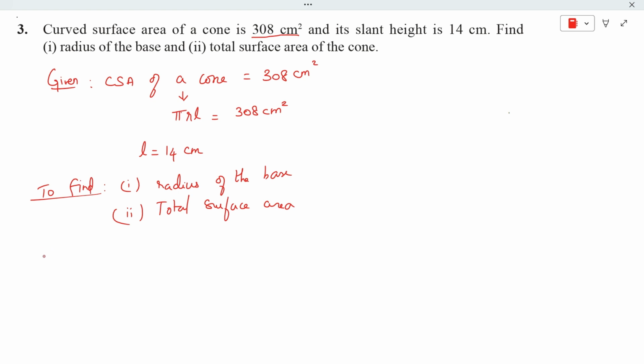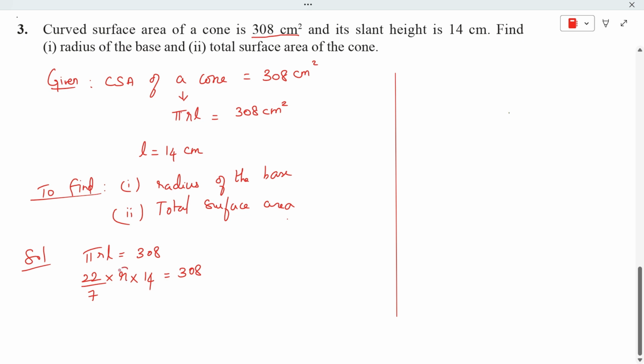Now apply the formula. So what is the formula I have to apply? As I know, the CSA is 308. So I'm equating pi RL is equal to 308, isn't it? So what is pi? 22 by 7 into R. I want to find it. So I just keep R as it is, and L is 14 centimeter, that is equal to 308.